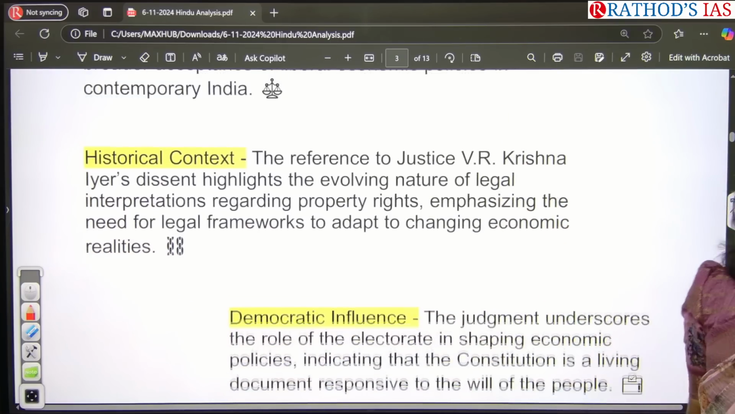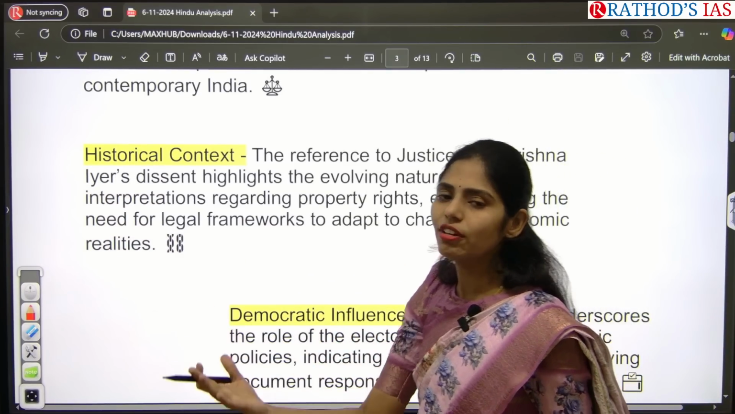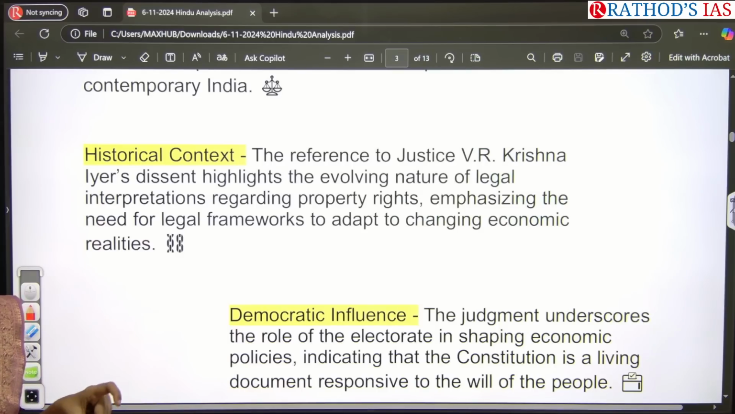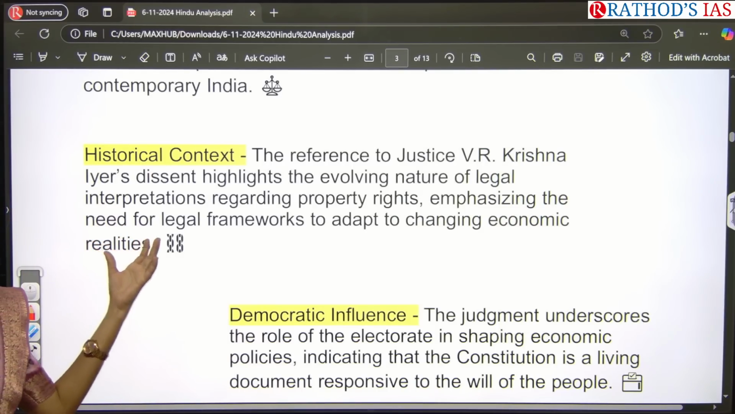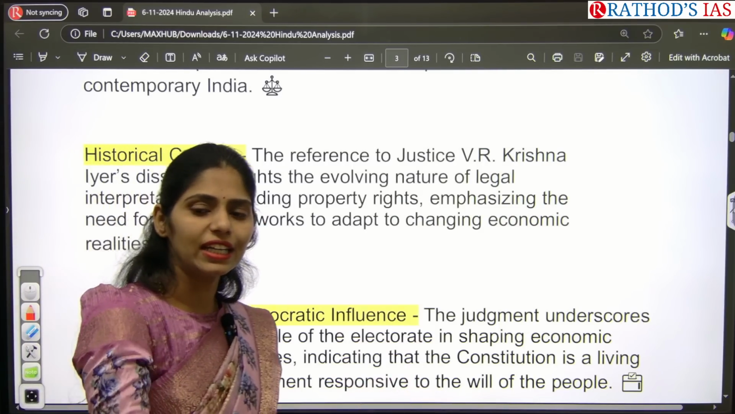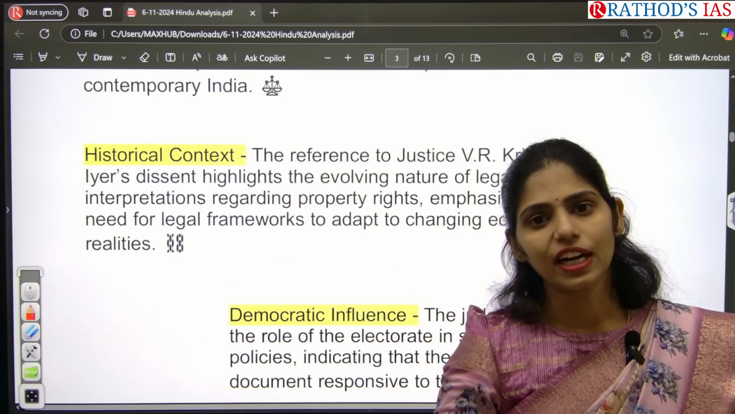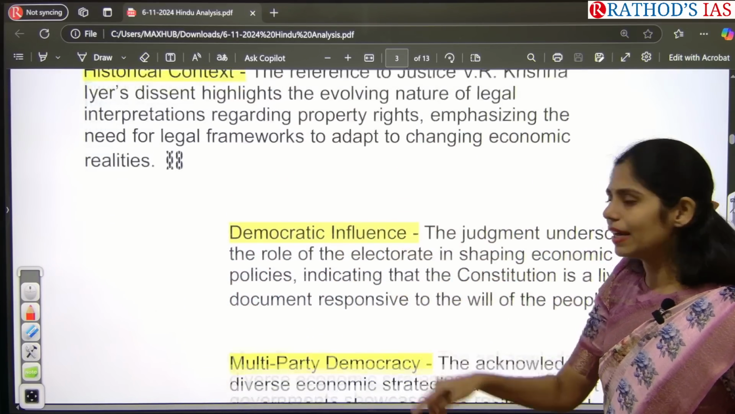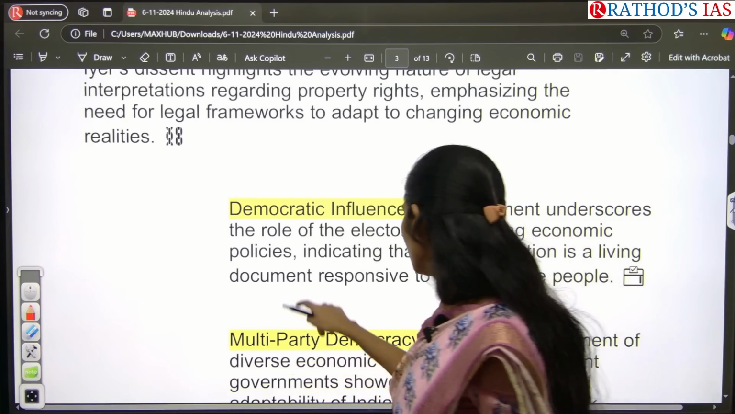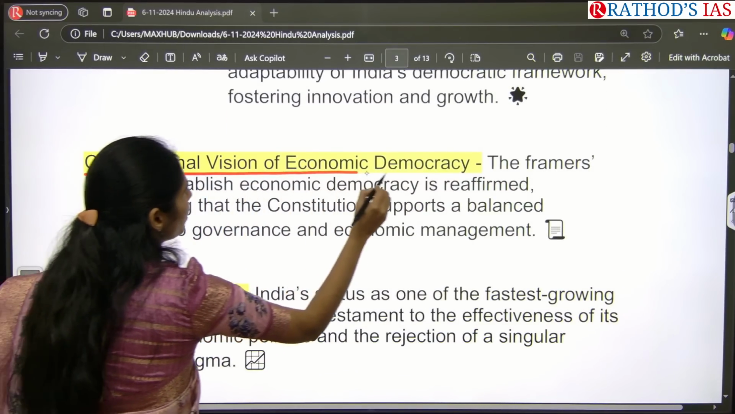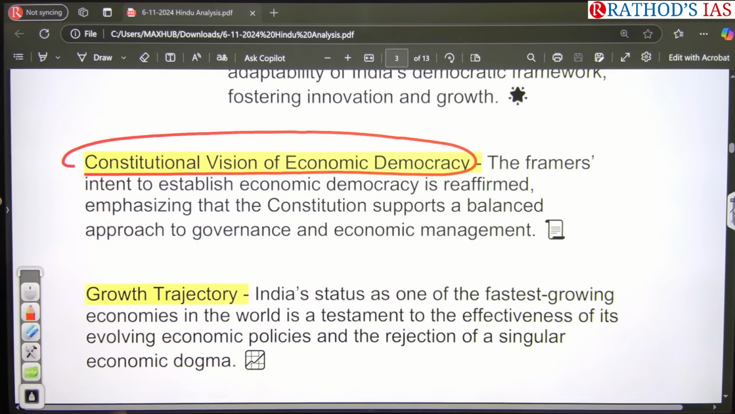And if you see the historical context, earlier also there were many Supreme Court judgments on the same thing, like who can own private property. Earlier, many Supreme Court judgments before 1991 were given in favor of the state, that is, the government can control private property. But now it has changed. And next one here is the constitutional vision of economic democracy. So what is the meaning of economic democracy?